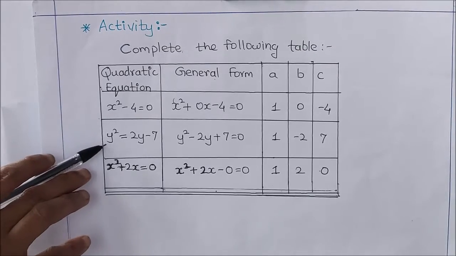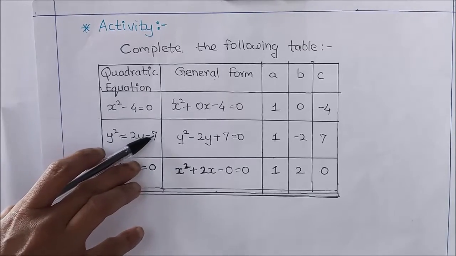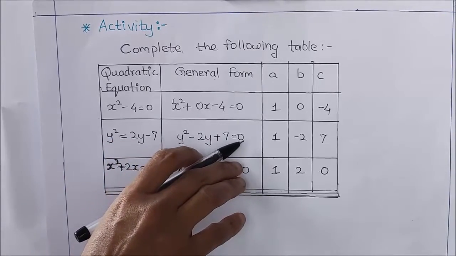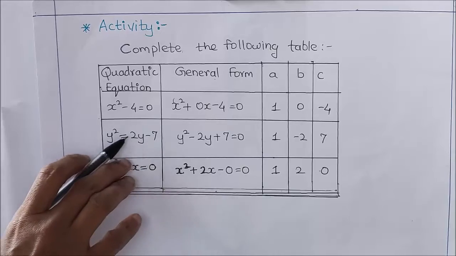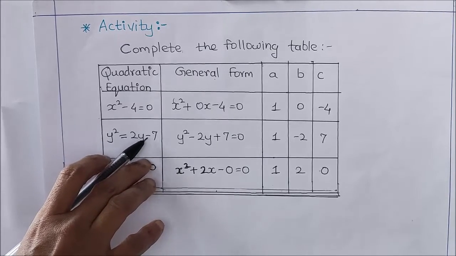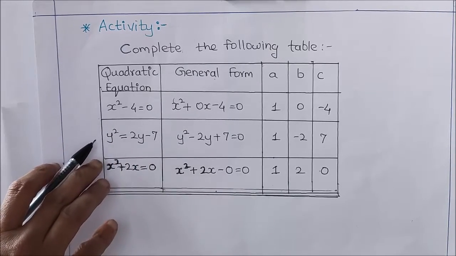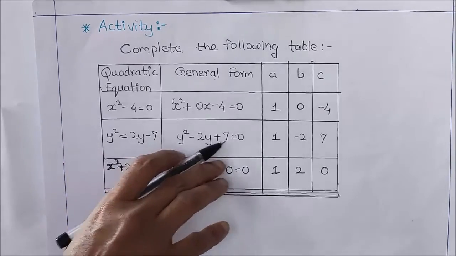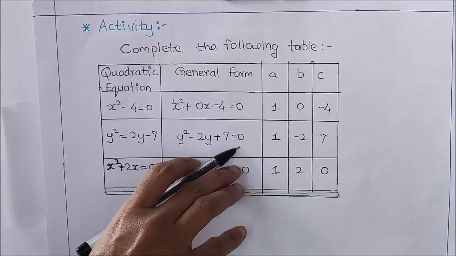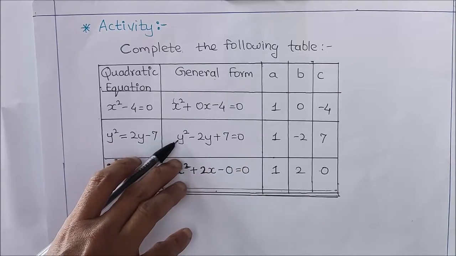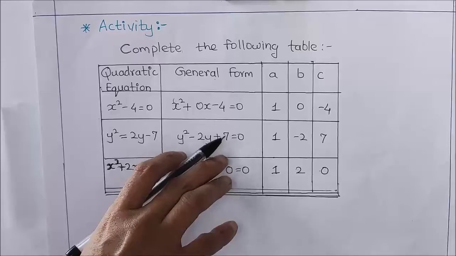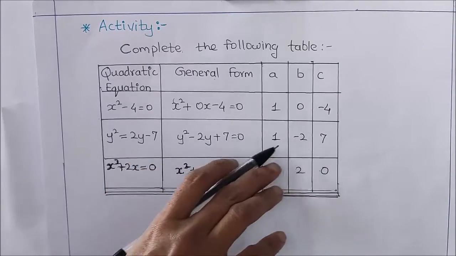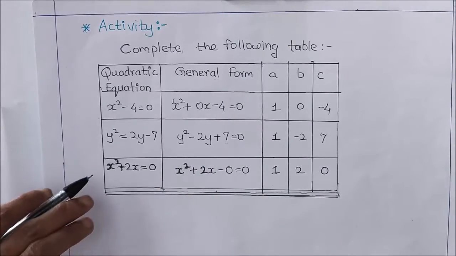In the second example, y square equals 2y minus 7. We take the right hand side and shift it to the left hand side. Y square minus 2y plus 7 equals 0. Here coefficient of y square is 1, a is 1, whereas b is minus 2 and c is plus 7, or simply 7 we can write it.